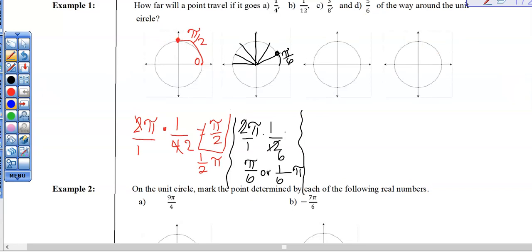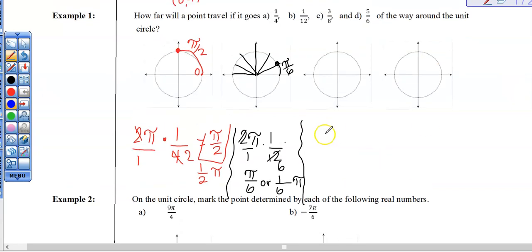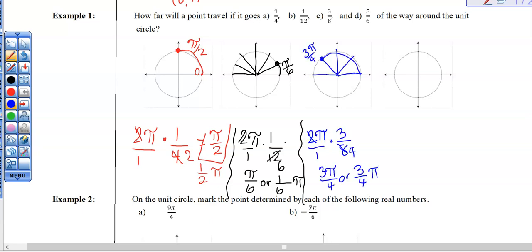Okay, so 3/8. Your turn. Give it a go. Let's see how you do. I'm going to press pause. So try it, come back, press play, see how you did. So here I got 3 pi over 4, or 3/4 pi. So what I did was I took pi units and I cut it into 4 pieces and I traveled 3 out of those 4 pieces. 3/4 pi.